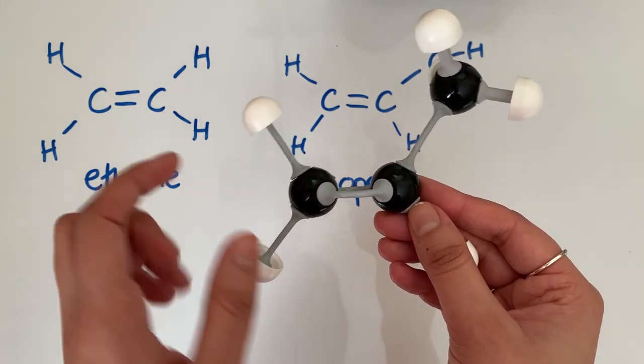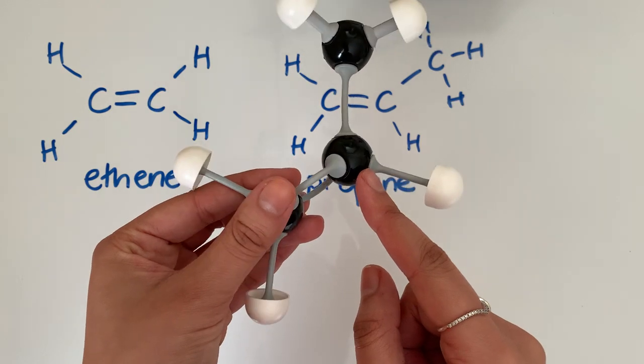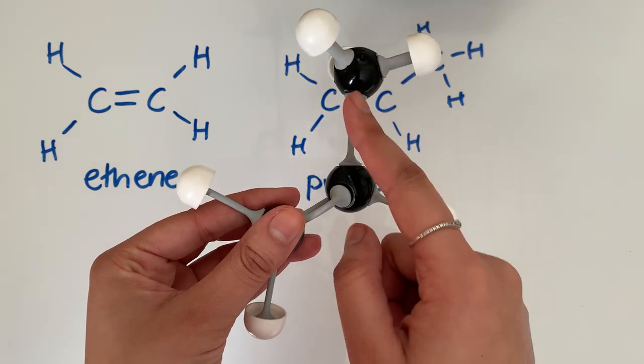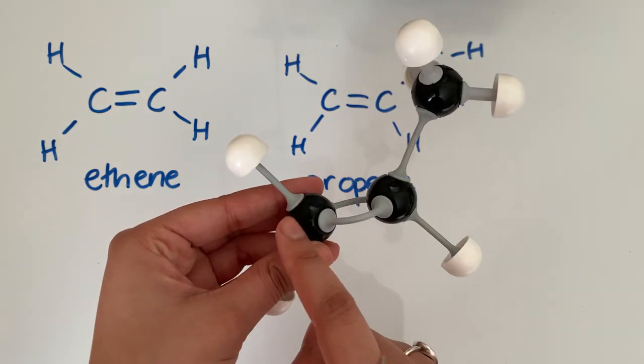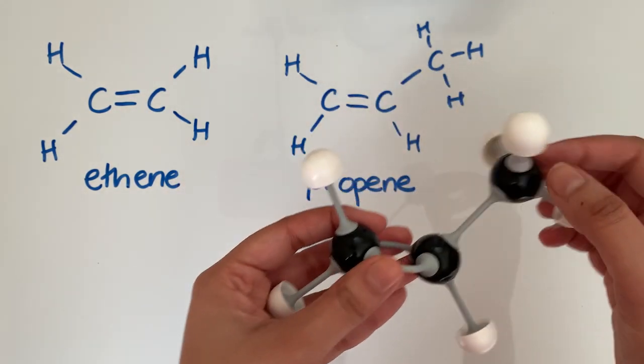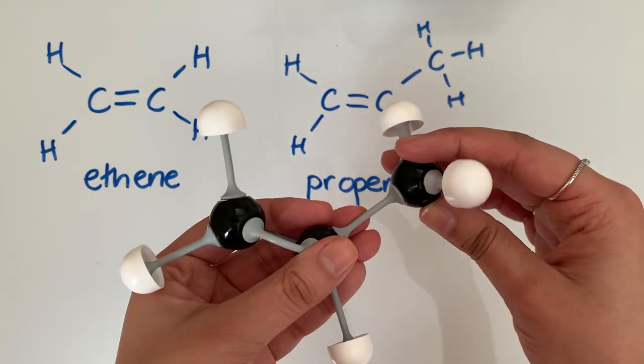It's got 3 bonding regions. This one here is also trigonal planar. It's got 3 bonding regions. So the shape around this one, the bond angle around this one is 120, and so is this one. That kind of methyl group up here is this one, okay?